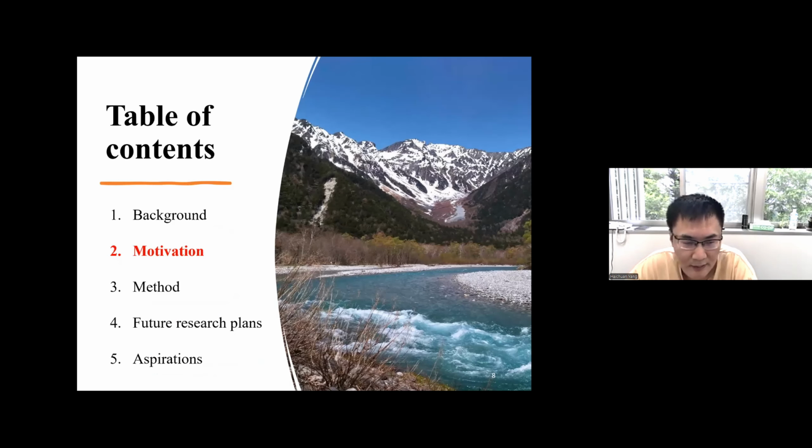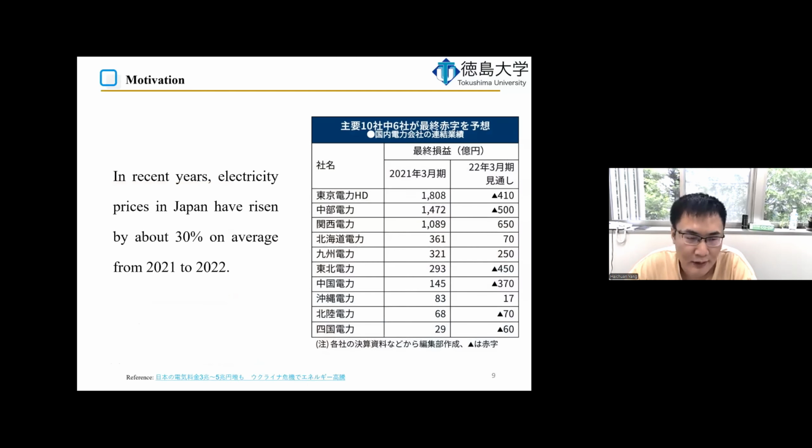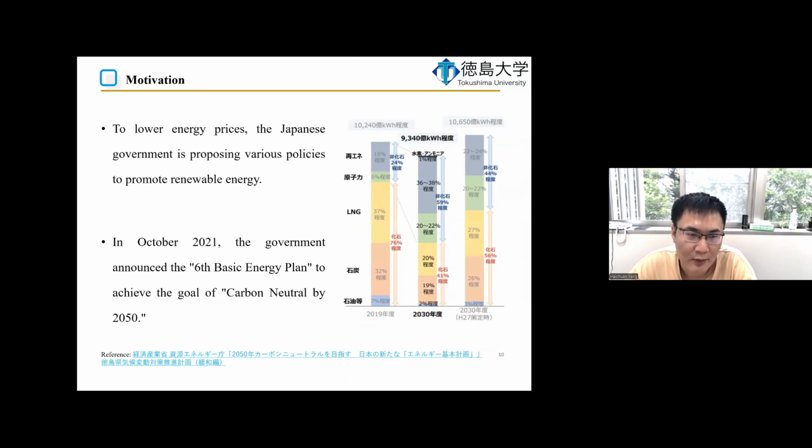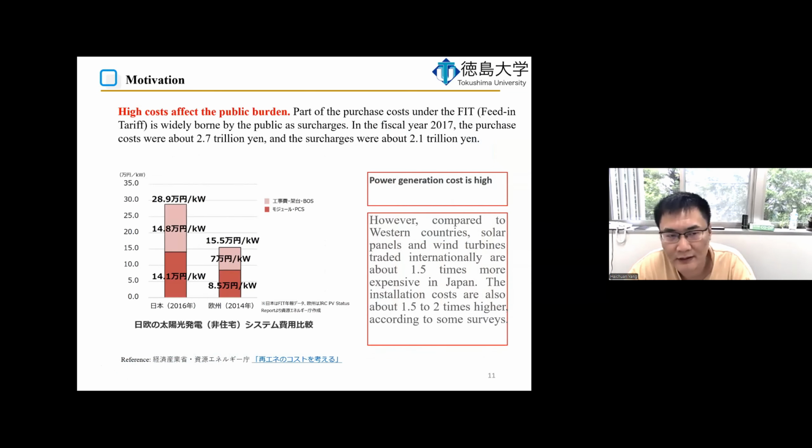And then I will introduce the research motivation. In recent years, electricity prices in Japan have risen about 30% on average from 2021 to 2022. To lower energy prices, the Japanese government is proposing various policies to promote renewable energy. However, the high costs affect the public burden. Compared to Western countries, solar panels and wind turbines traded internationally are about 1.5 times more expensive in Japan.